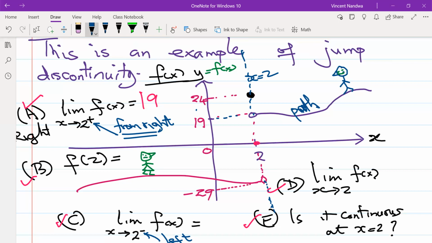Yes, C will be negative 29. D, what makes you say it's negative 29? Okay, maybe Agnes, can you explain why you are getting C to be negative 29?